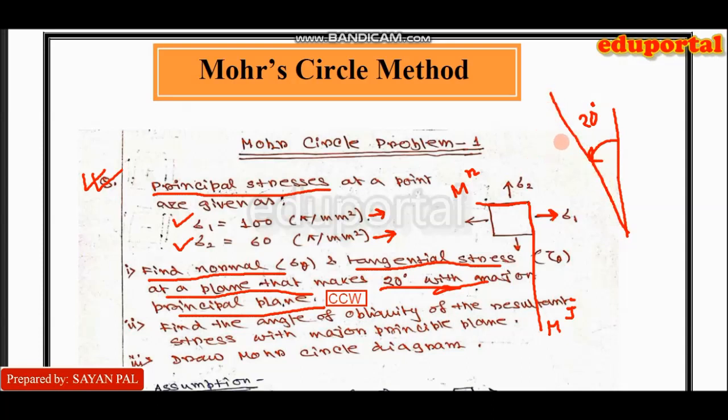So we have to find the normal stress and shear stress. This will be the stress element. We have to find the normal stress acting on this plane, and the shear stress on this plane. The next question is to find the angle of obliquity of the resultant stress. The resultant stress is the resultant of normal and shear stress. And draw the Mohr circle diagram. Now let's solve this problem.